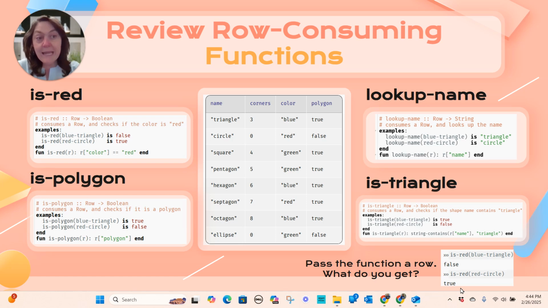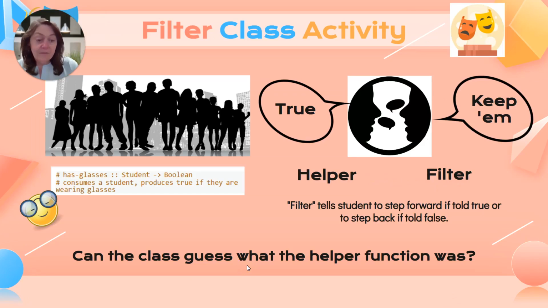You look at lookup name, however, it's a little different. It still consumes a row. Its domain is a row, but it is now told to look up the name of the shape. And so its range is a string, and it gives back the name of the shape, triangle, circle, and they'll put that in and see. Right? They're all row consuming functions. Each does something a little different. What does all that have to do with filtering?